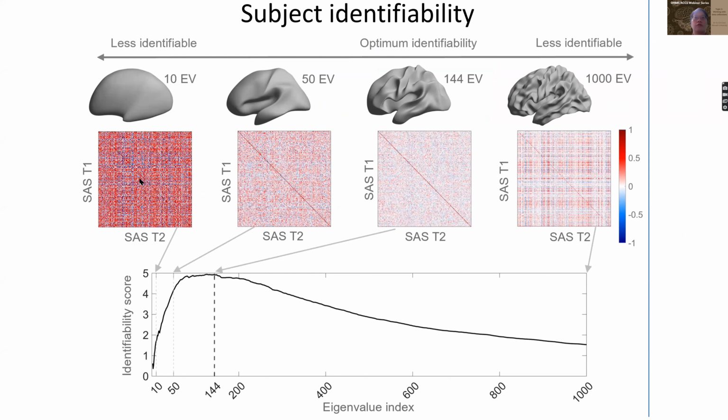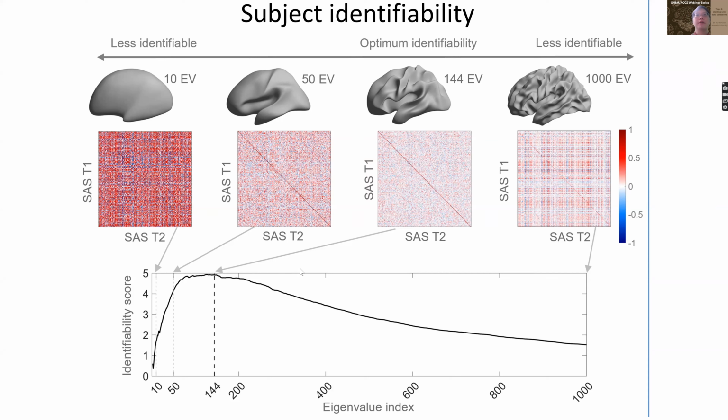And first, if we look at these four matrices, they are the pairwise correlation between the shape asymmetries at different time points. The diagonal line here is the correlation between the same subjects, and the off-diagonal elements here are the correlation between different subjects. We characterize the identifiability score to represent the subject identifiability. If the score is higher, it means better identifiability.